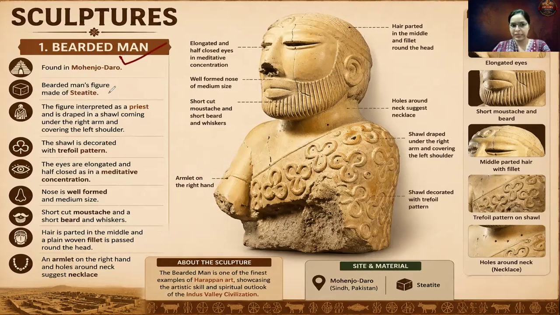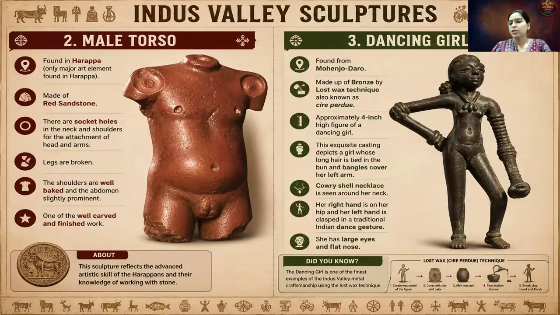It is made up of stone, steatite, and these are the different important attributes. Let us proceed ahead with the next thing. The next is the male torso. Now, the male torso was discovered from the site of Harappa. So remember, this is from Harappa, a major art discovered from the site of Harappa, made up of red sandstone.